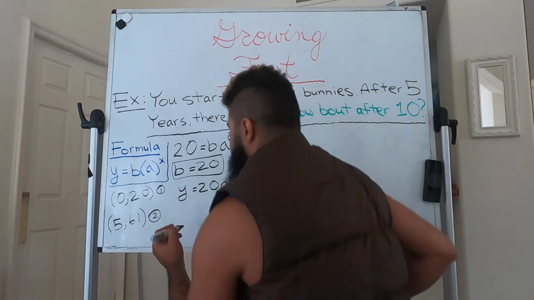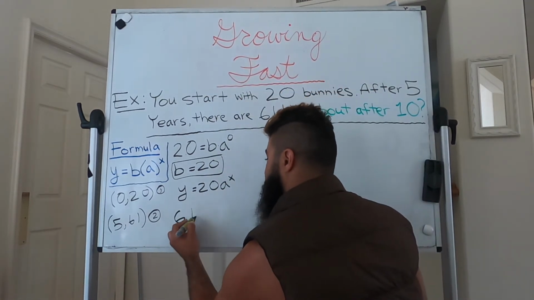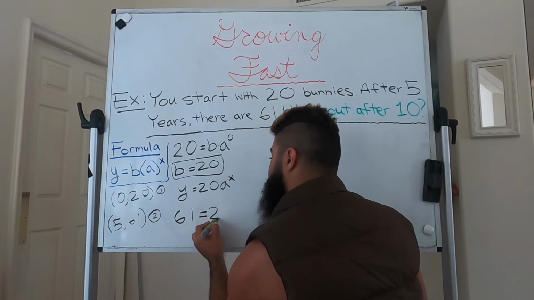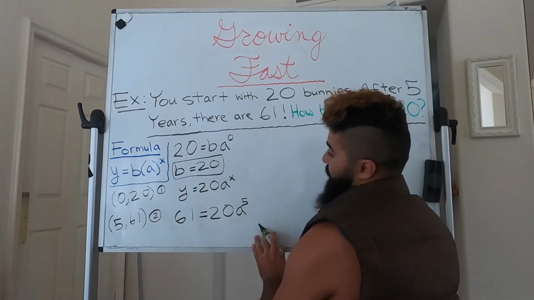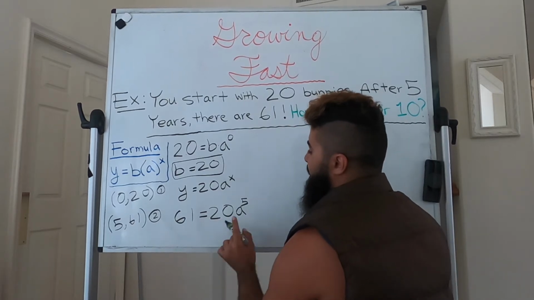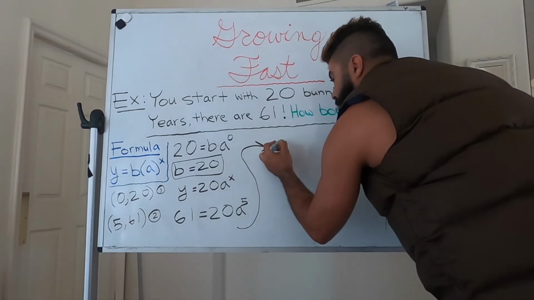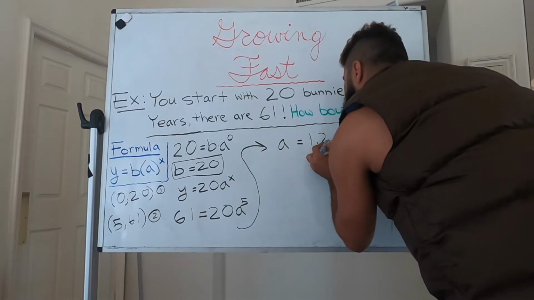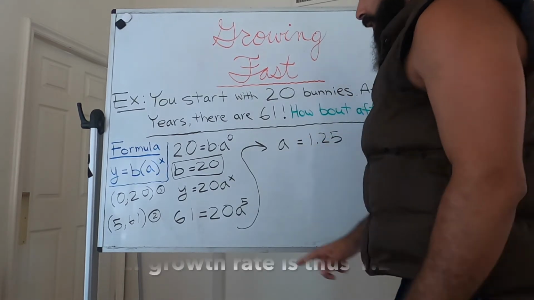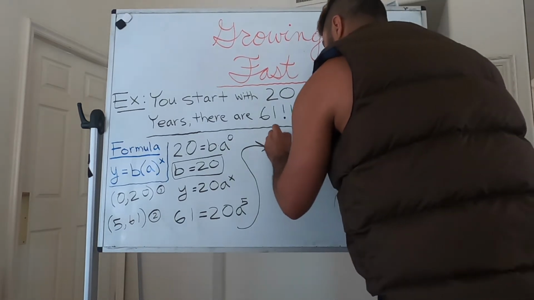So in order to find a, we use point number 2. We know that 61 is equal to 20 a to the 5th power. We divide both sides by 20 and take a 5th root, and we see a actually ends up equaling 1.25. You can put that into your calculator. 5th root of 61 divided by 20 will be 1.25 for a.